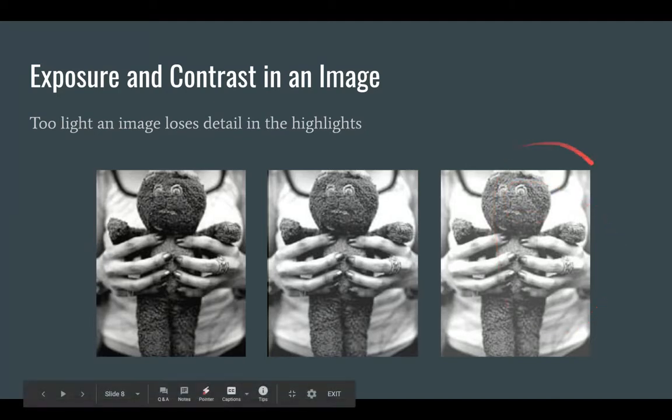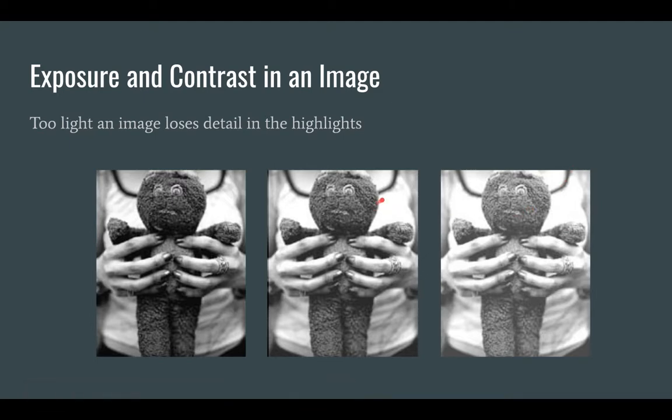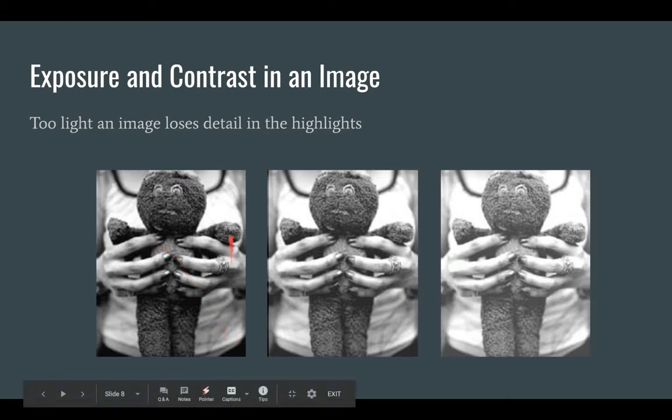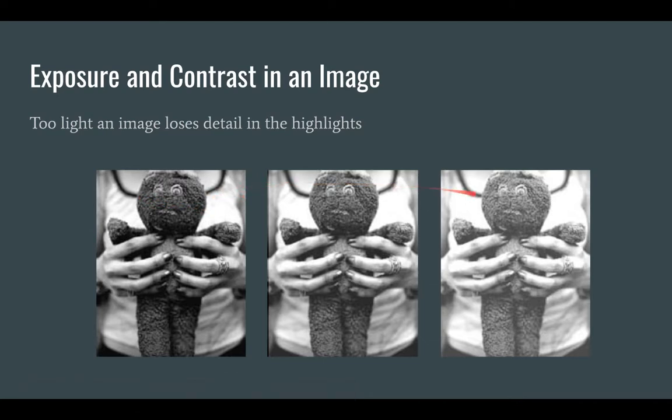So see here, this is too light. We're losing that detail in her shirt. And then even here, it's still too light. I'm still losing that detail. But here, this is a good exposure. I'm able to see some detail in the whites. I'm able to see those wrinkles on her shirt here and here, as opposed to here where it's all blown out. We just see white. We don't want this. We want this.